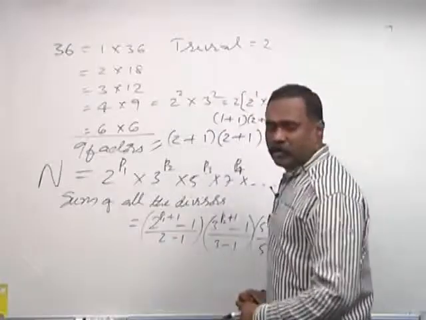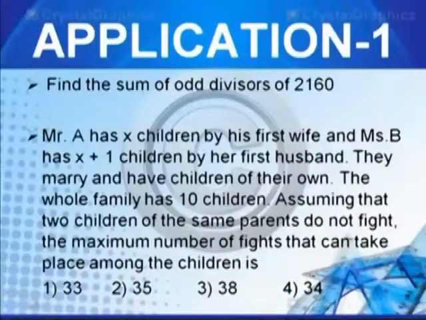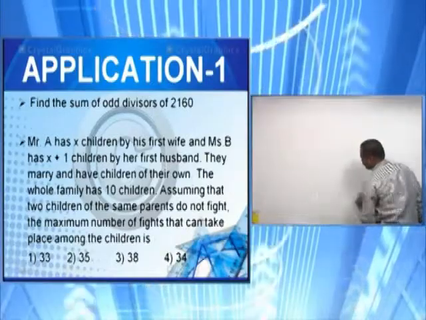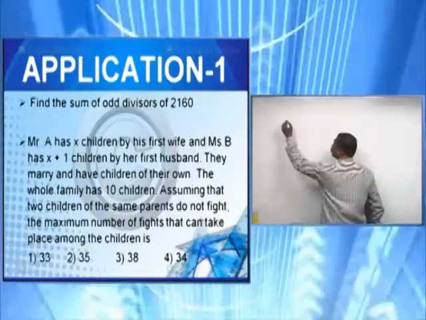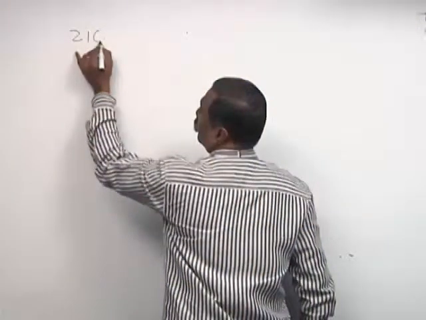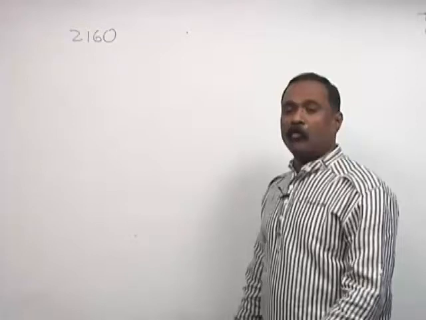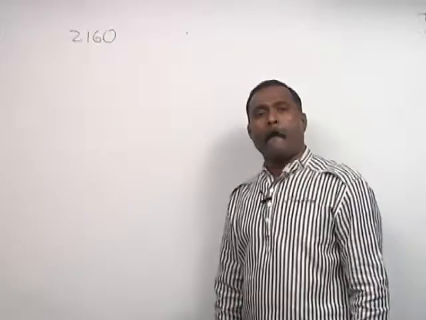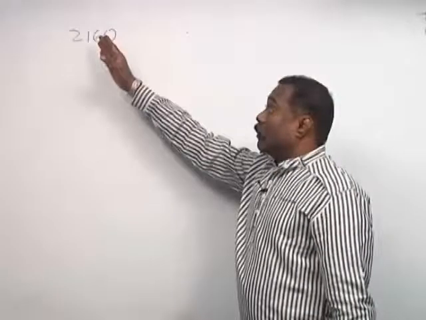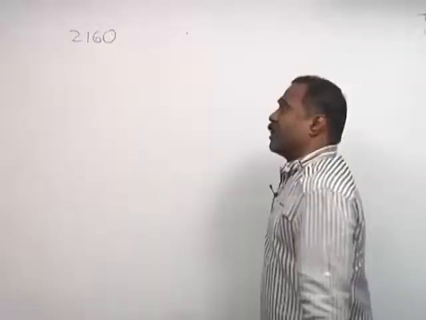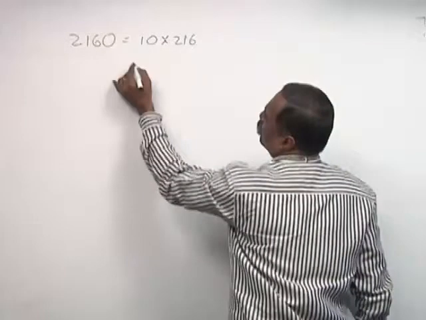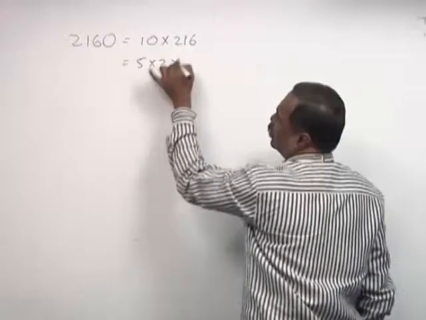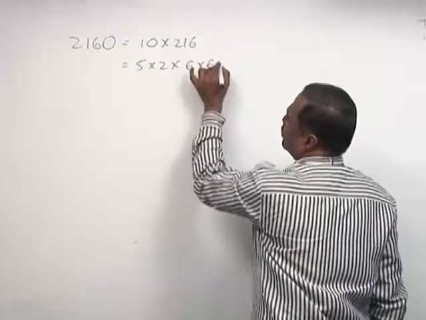Now let us see that problem. First problem: find the sum of odd divisors of 2160. Whatever the number you take, it must be prime factorized first. So 10 into 216, 5 into 2 into 216, which is nothing but 6 into 6 into 6.